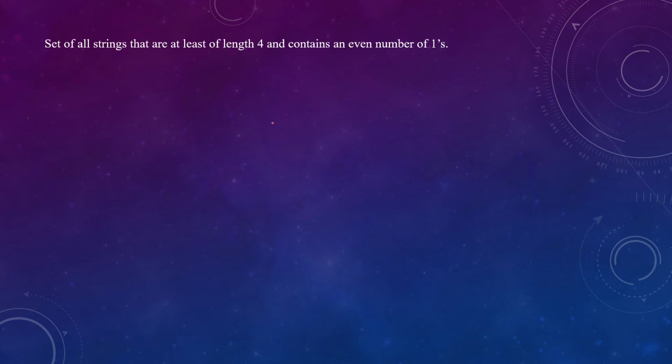But how? At first, focus on the length 4. The even number of ones part we will focus on later, but at first focus on length 4, as the string must be at least length 4. That means there are 4 digits, this is confirmed, and then there can be another part, right?